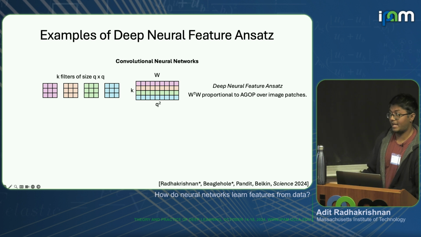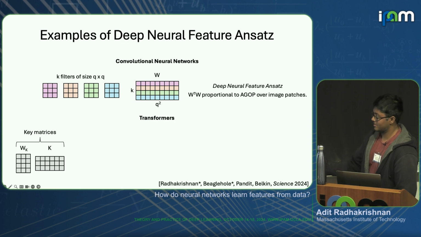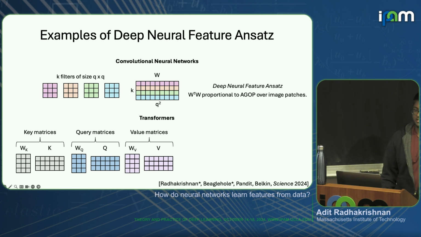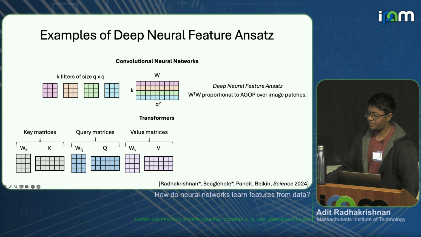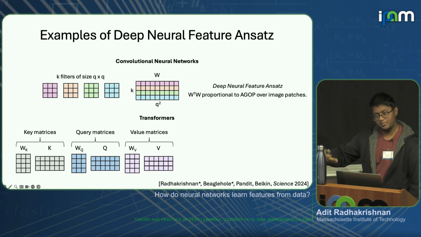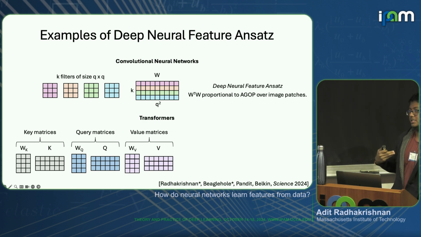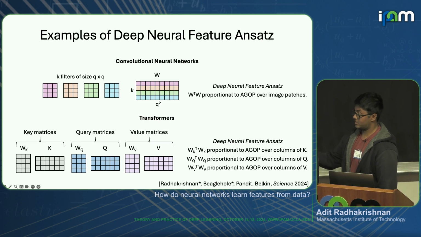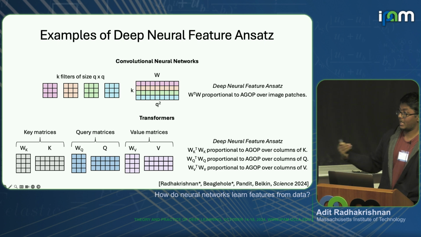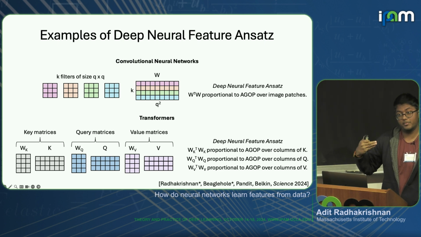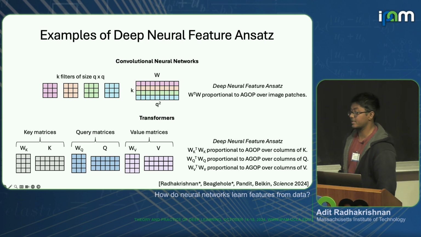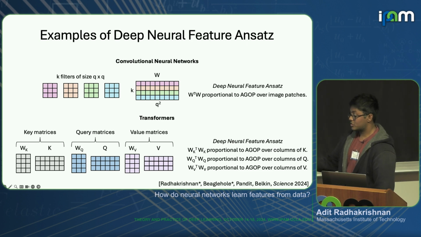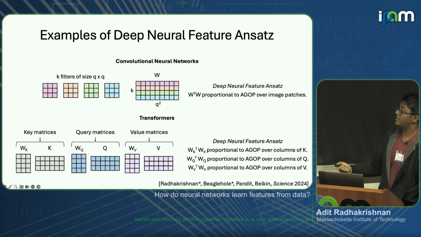And in fact, a similar thing happens for transformers. In transformers, it's slightly more annoying. We have 3 weight matrices: keys, queries, and values. And these are each operating on matrices themselves, but they're really multiplying the columns of these matrices. And so what's happening here is that each of these weights transpose themselves is proportional to an AGOP over just the columns of the input to this. Okay. And so now I've shown you what the ansatz actually states.